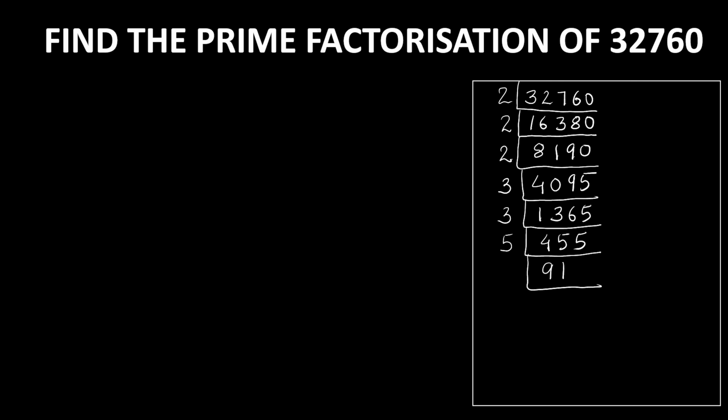Now, which prime factor should I take so that 91 will be exactly divisible by it? We will take 7 over here. If we divide 91 by 7, we get 13. Now, 13 is a prime number, so definitely it is divisible by 1 and itself. So we divide 13 by 13, we get 1. So this is the entire prime factorization of 32,760. Now let's write it down.